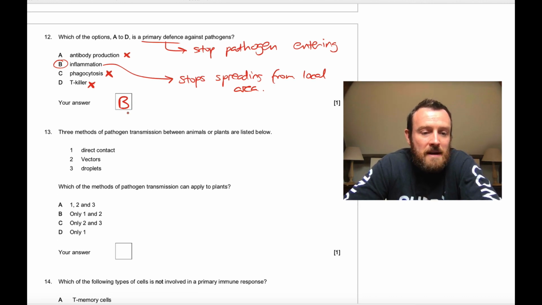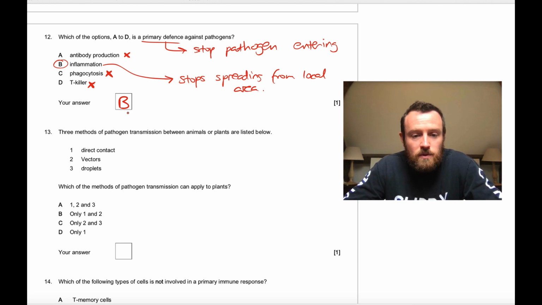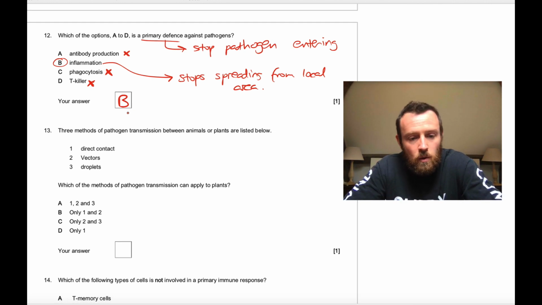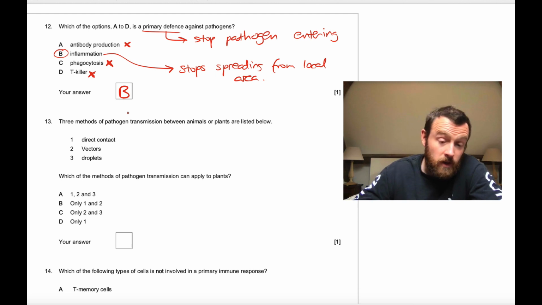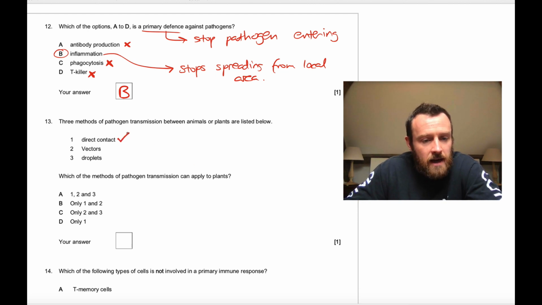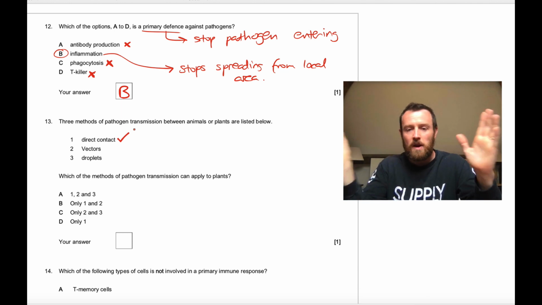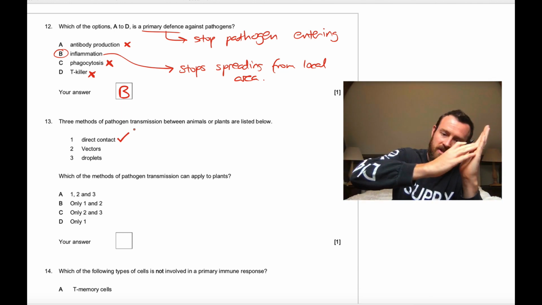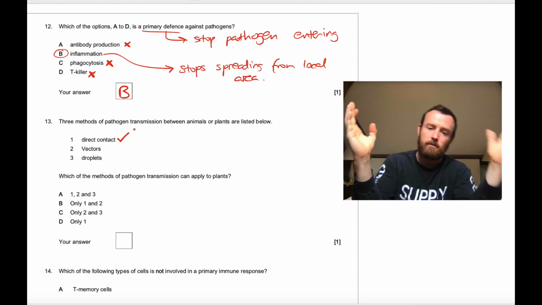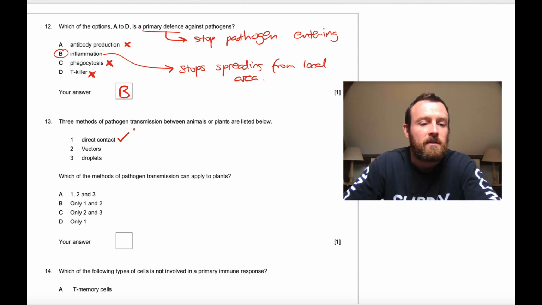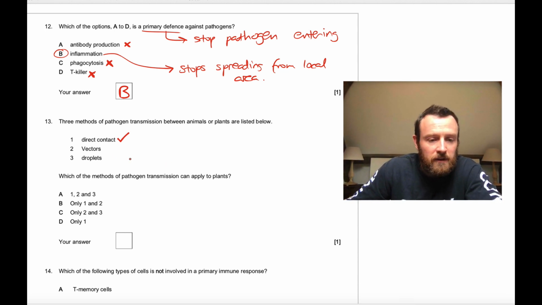13. Three methods of pathogen transmission between animals or plants are listed below. What can apply to plants? Okay, contact. Yeah, a plant can contact another plant. Maybe there's an infection in a leaf and wind blows the plant and it touches this plant, and then this plant has the infection and it can blow over and touch the next one. So yeah, vectors. Yes, definitely vectors.